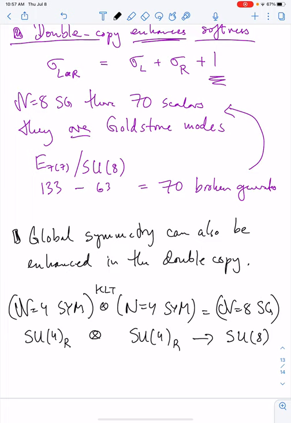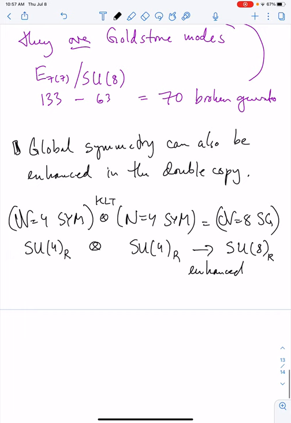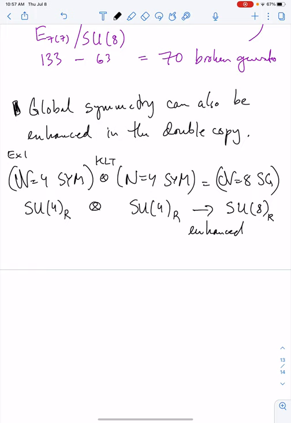And it is very non-trivial that this actually happens. Of course, it has to happen for the double copy to work, but it is quite non-trivial when you look at these sums of products of amplitudes that such an enhancement takes place. Another example of this, so this is example one of this global enhancement.